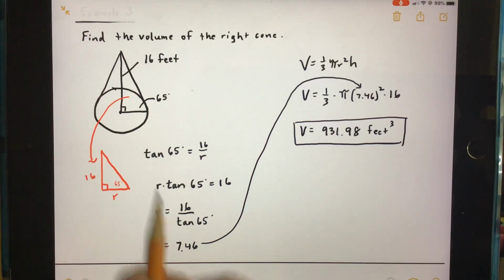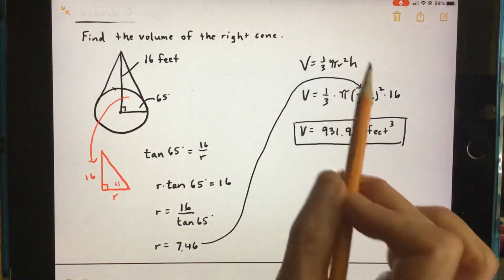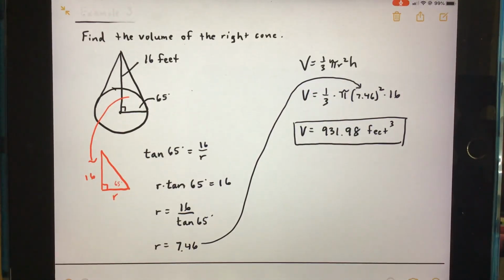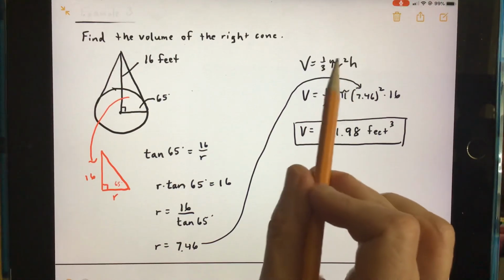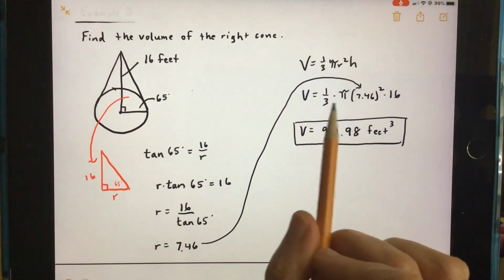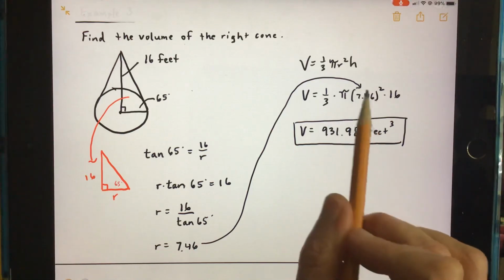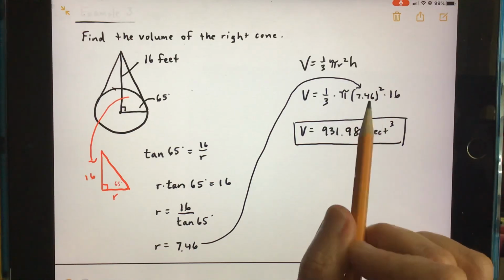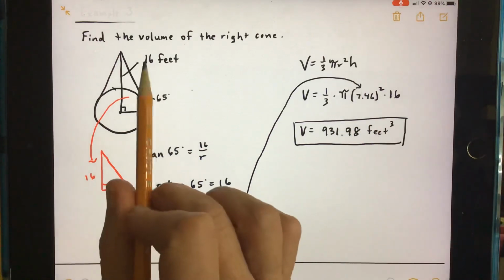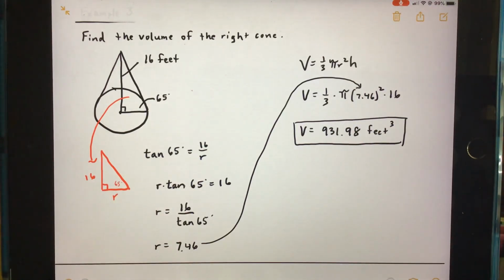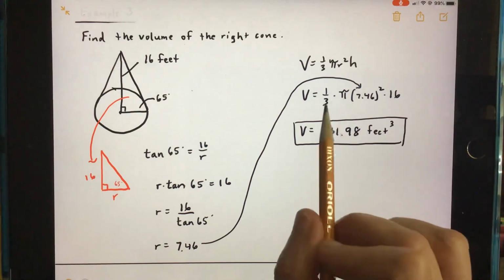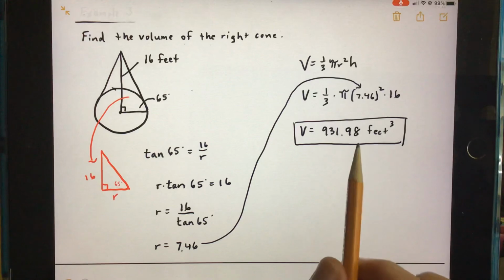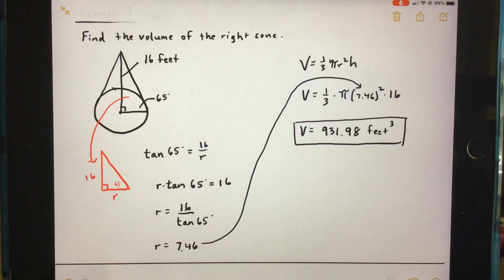Now, I have my radius, and I was told my height, so now I'm ready to plug into my formula for the volume of a right cone. Volume is 1/3 times pi r squared times h, and there's the base, my pi r squared. So volume is 1/3 times pi times, well, I figured out the radius was 7.46, so I'm going to square that for r squared. My height I was told was 16. Then I plug all that into my calculator. I'll plug in pi times 7.46 squared times 16 divided by 3, and that will give me, rounded off to the nearest hundredth, a volume of 931.98 feet cubed.